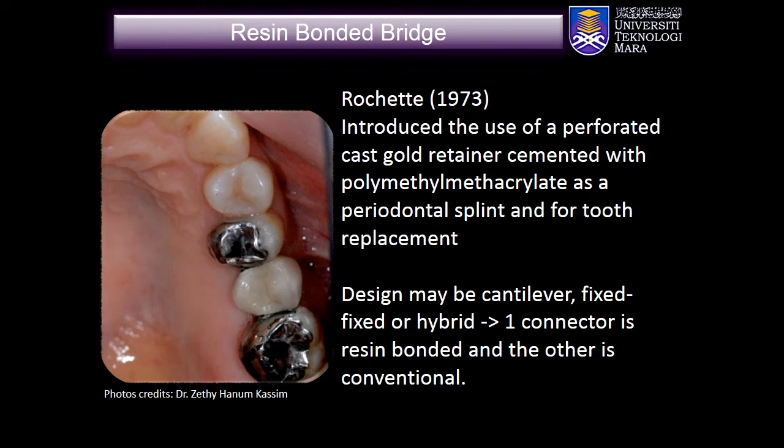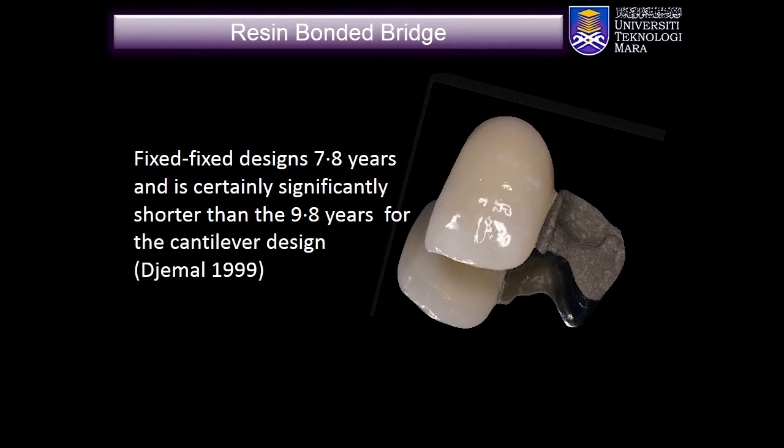The next minimally invasive prosthodontic treatment option is the resin bonded bridge. This is because the restoration does not require extensive teeth preparation, and retention is solely dependent on chemically adhesive luting resins. Rochette in 1973 introduced the use of a perforated cast retainer cemented with polymethyl methacrylate as a periodontal splint and for tooth replacement. This option serves well as an interim restoration and is capable of good clinical service, with a median survival of 7 to 8 years for the fixed design and 9 to 8 years for the cantilever design.